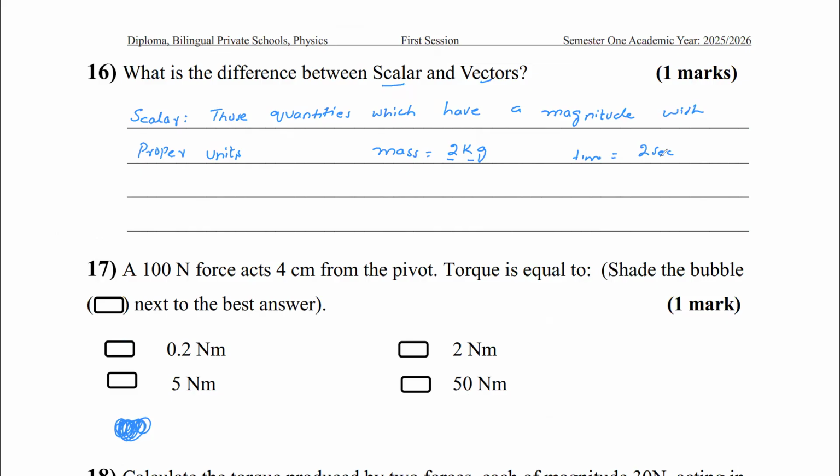So it means that if you just write down only 2, what is this? Is this mass? Is this time? Is this distance? Only 2 is meaningless. If I say only magnitude, it is meaningless. So we have to mention the proper unit. That's why I'm writing 2 second and 2 kilogram. The second thing is vector.